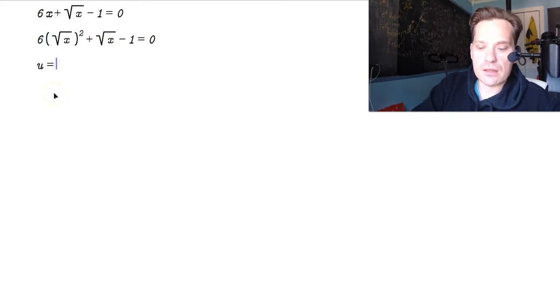Now from here just set u equal to the root of x, and with that replacement you have 6u squared plus u minus 1 equals 0. So now we do have a quadratic in the variable u.